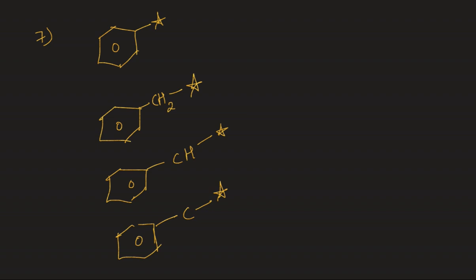What does the star indicate? OH, chlorine, fluorine, bromine, iodine, whatever you want, you can take any group. It may be hydrogen also, anything. So if the star mark is directly attached to benzene, then that group we call it what? Phenyl. You should call it phenyl.